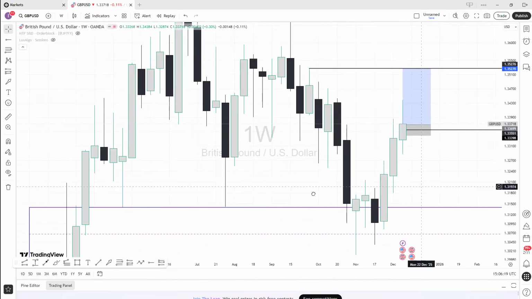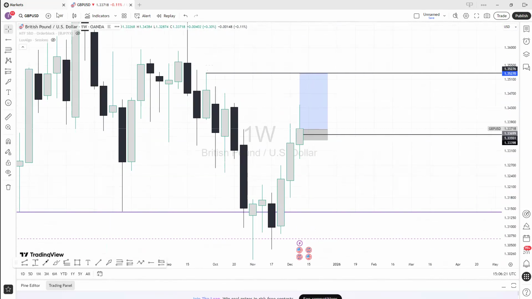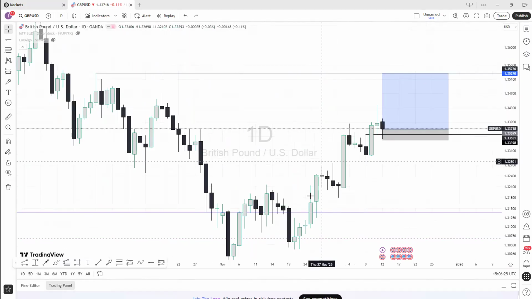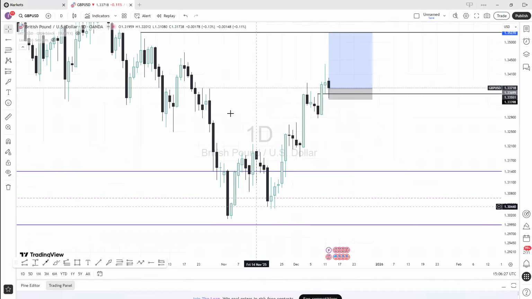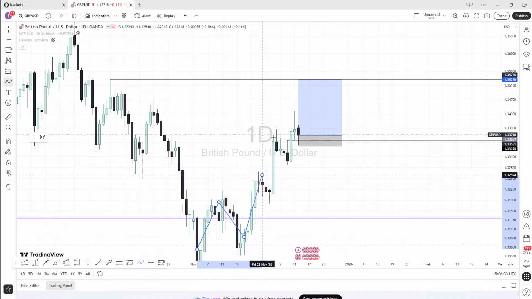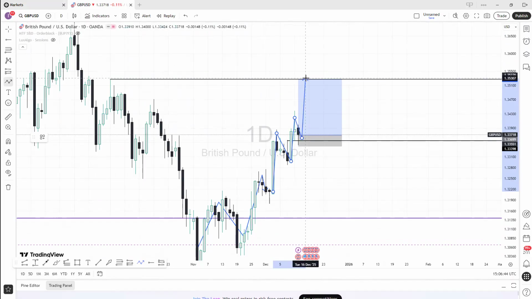On weekly time frame, bias is bullish, upward trend continuation. Daily time frame, you can see there is very strong bullish continuation. You can see there is a wave: impulsive, pullback, impulsive. So that one is the pullback. We expect another impulsive move to that price level.